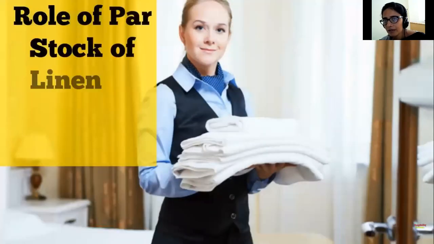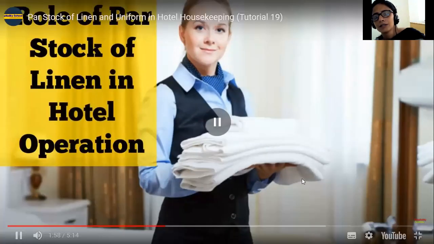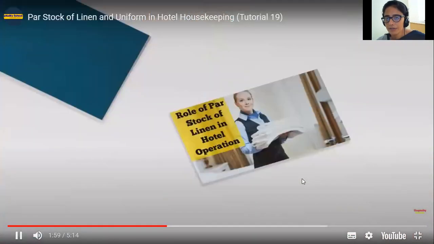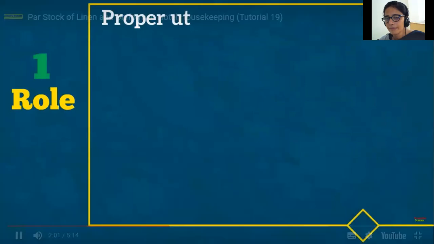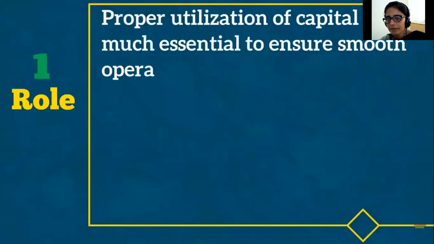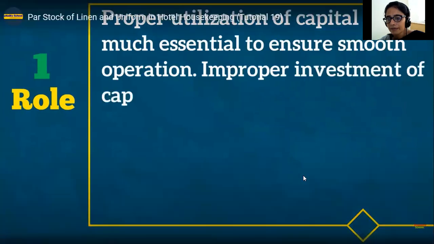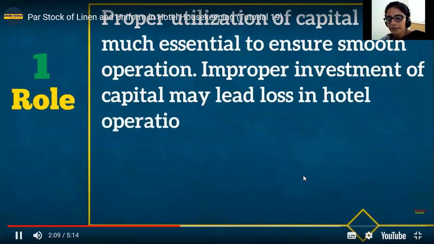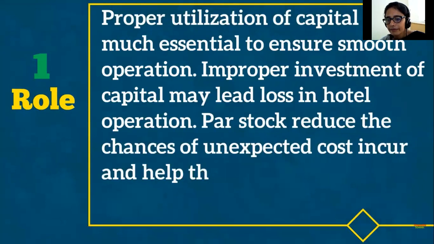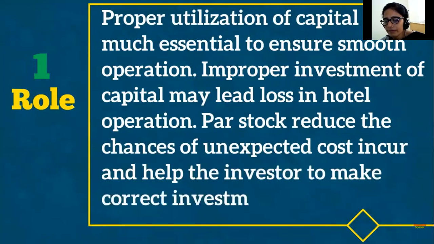Role of par stock of linen in hotel operation. Role number 1. Proper utilization of capital is very much essential to ensure smooth operation. Improper investment of capital may lead to loss in hotel operation. Par stock reduces the chances of unexpected costs and helps the investor to make correct investment of capital.